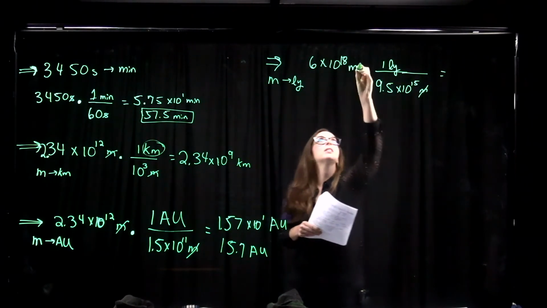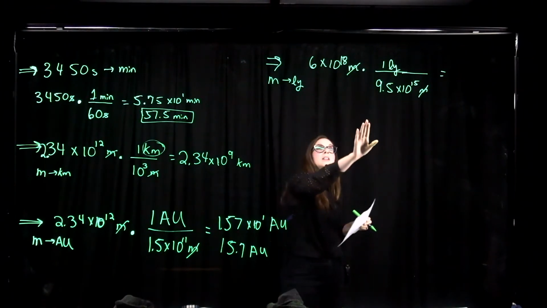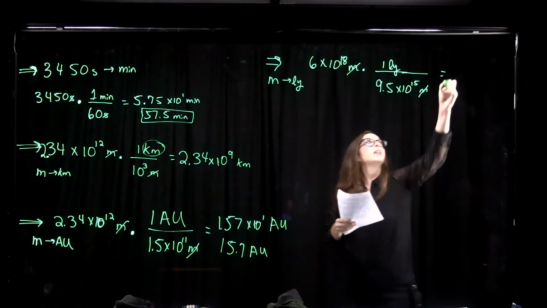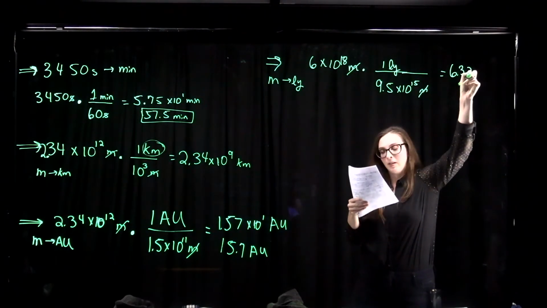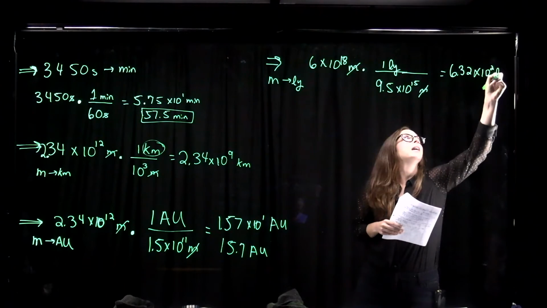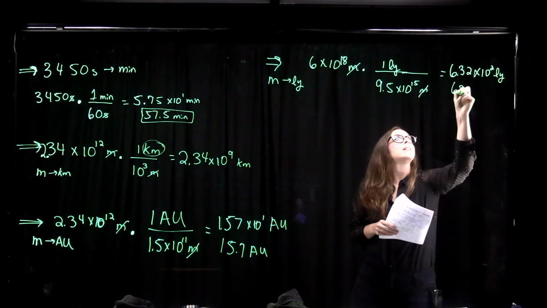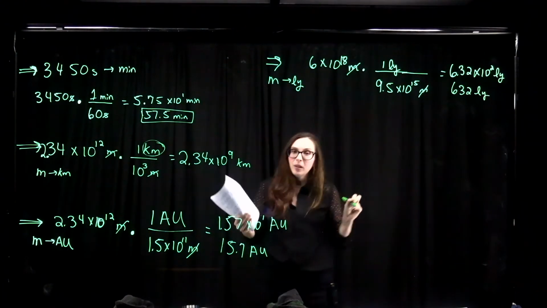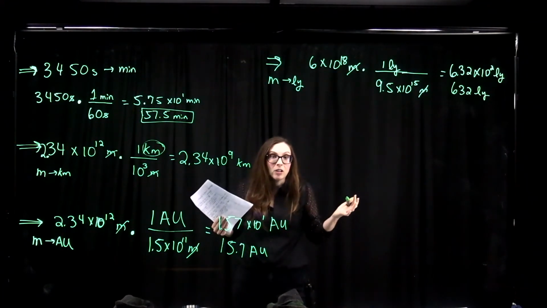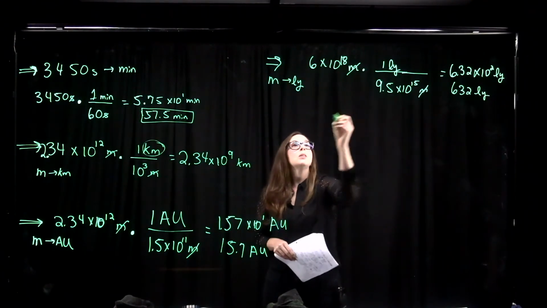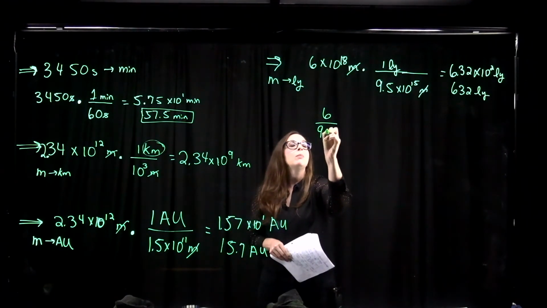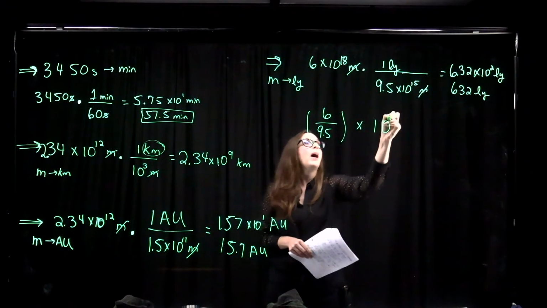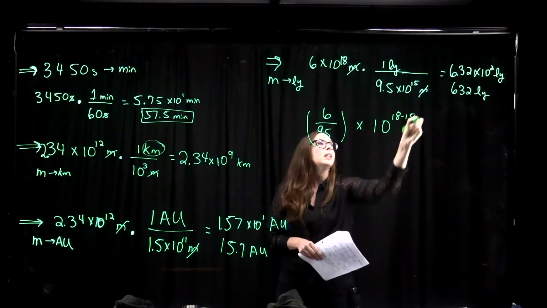Okay, so we see our meters cancel. We take 6 times 10 to the 18 divided by 9.5 times 10 to the 15. That gives us our 6.32 times 10 to the 2 light years. Or that's the same thing as 632 light years. So if you were doing this again without a scientific calculator, you would take 6 and divide it by 9.5, and then you'd multiply it by 10 raised to the power of 18 minus 15, okay?